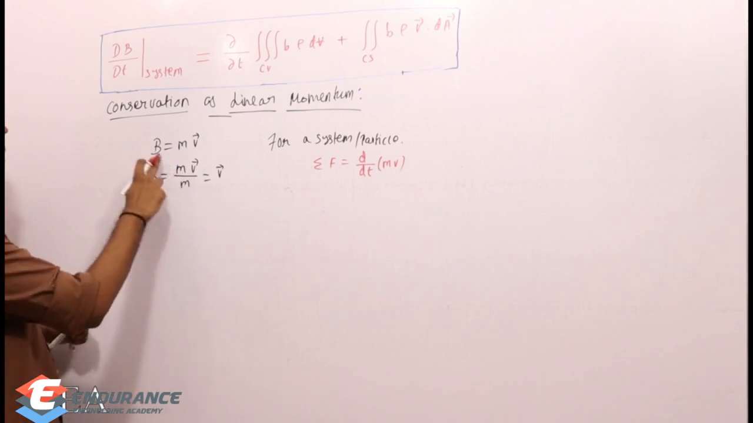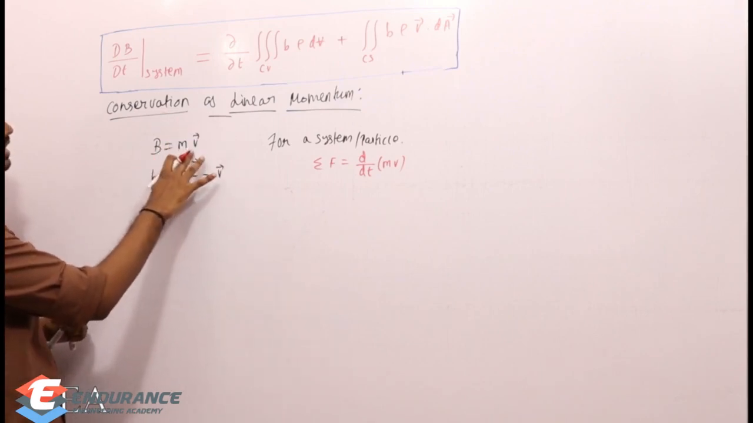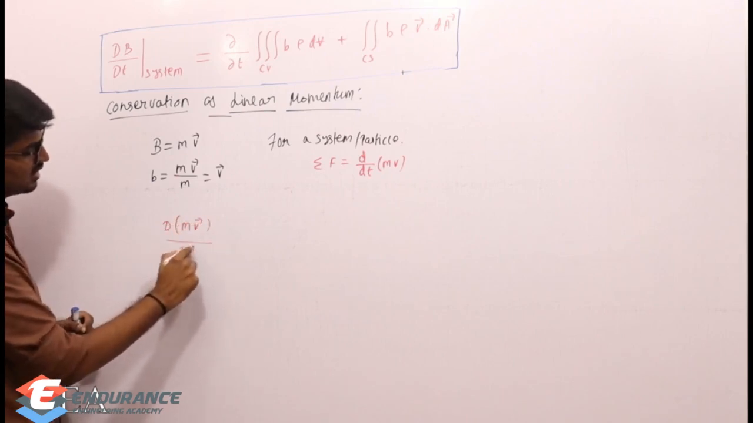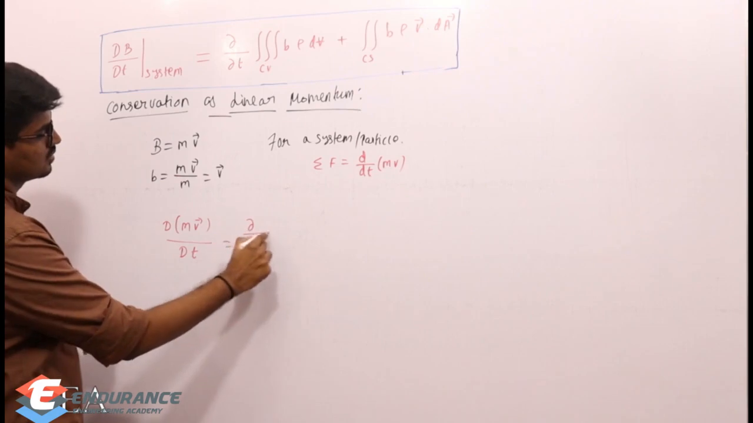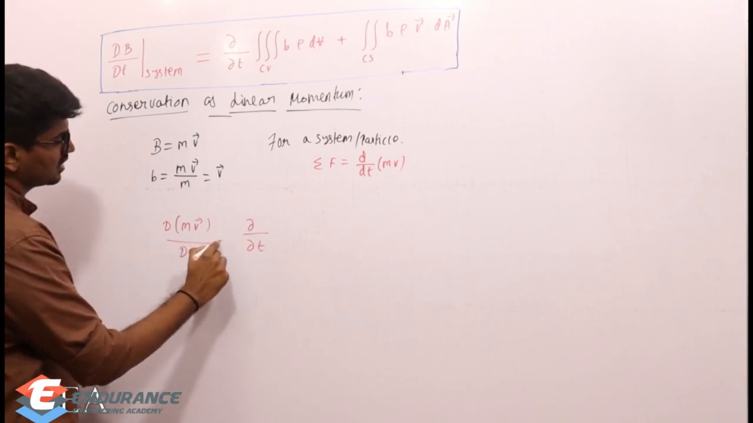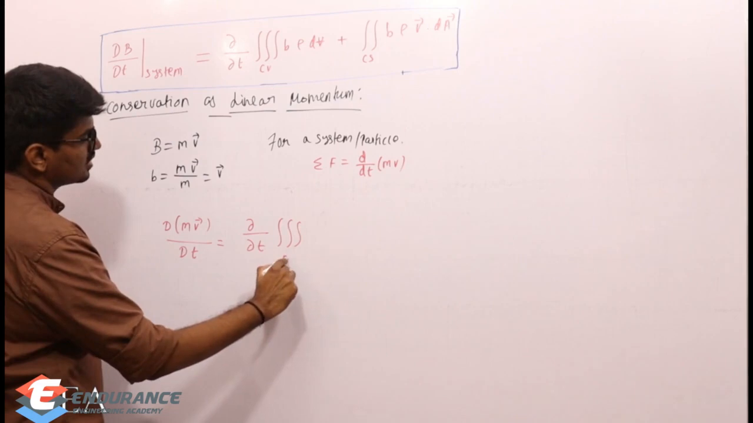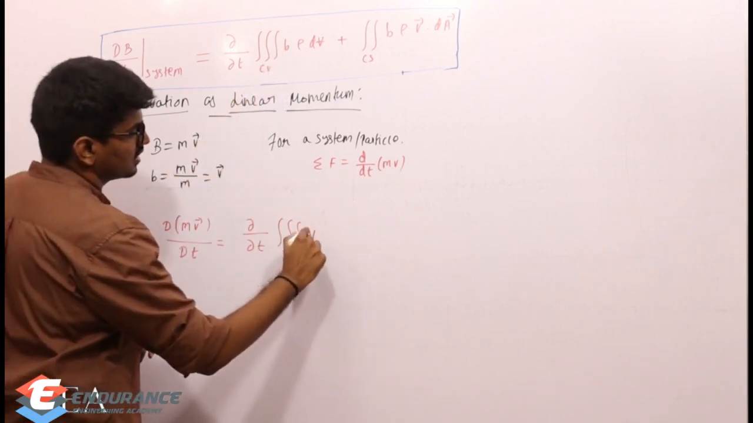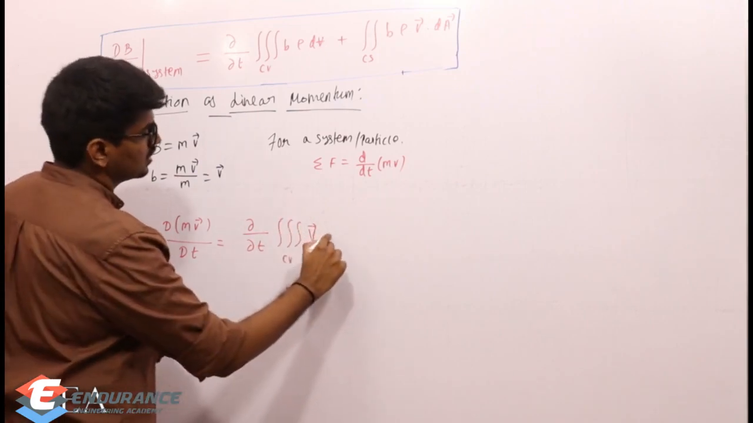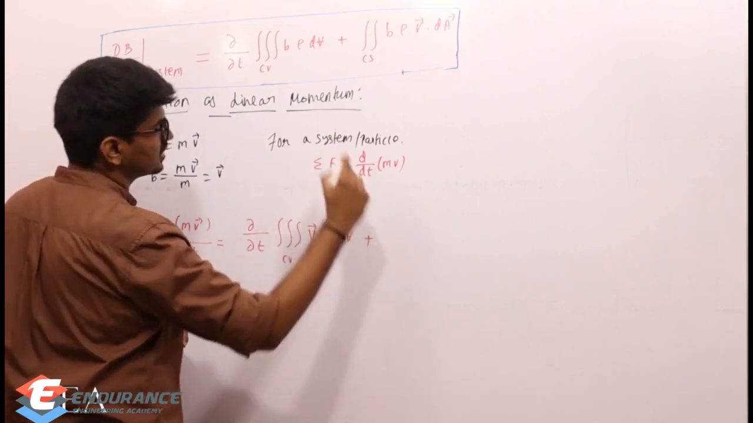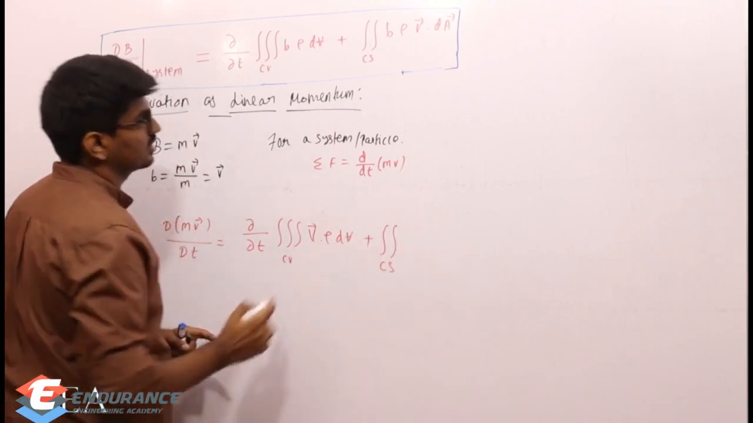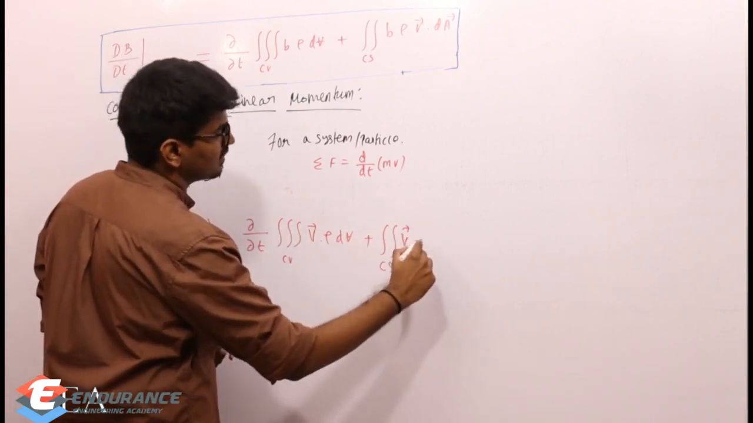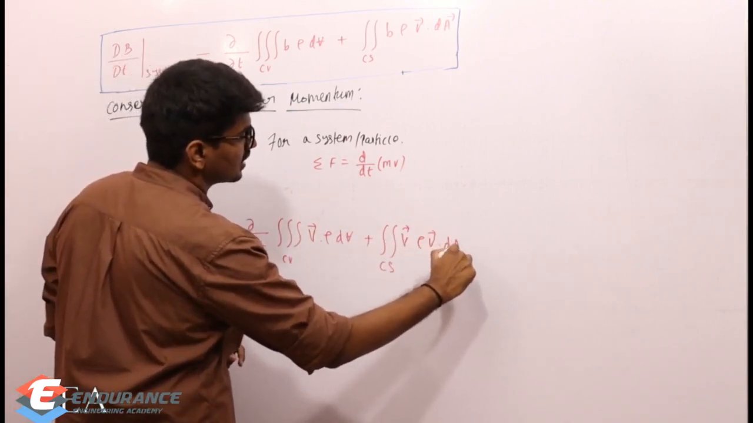Now in place of B, let me substitute mv. So what happens? DB/Dt, that is D(mv vector)/Dt, is equal to ∂/∂t of the control volume integration, where B is the V vector, so V vector into rho into dV, plus the control surface integration, where B is again the V vector, so V vector rho into V dot dA vector.